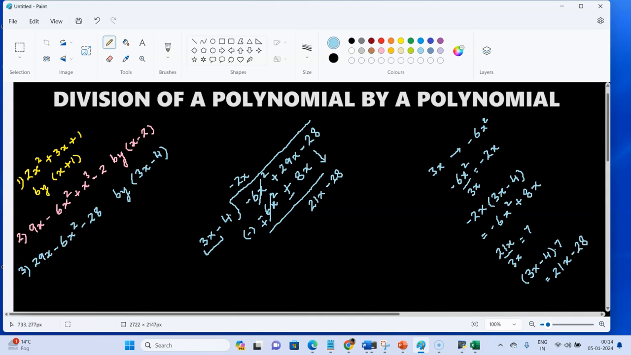Okay, we can simply multiply this, and one more thing. What is the sign in front of this 21x? It is a plus sign, so that's why we will use a plus sign along with the 7. It will be 21x minus 28. Now again we can put the minus sign, it will become minus, this will become plus, and they will be cancelled out, and the remainder will be 0, and the quotient will be minus 2x plus 7.